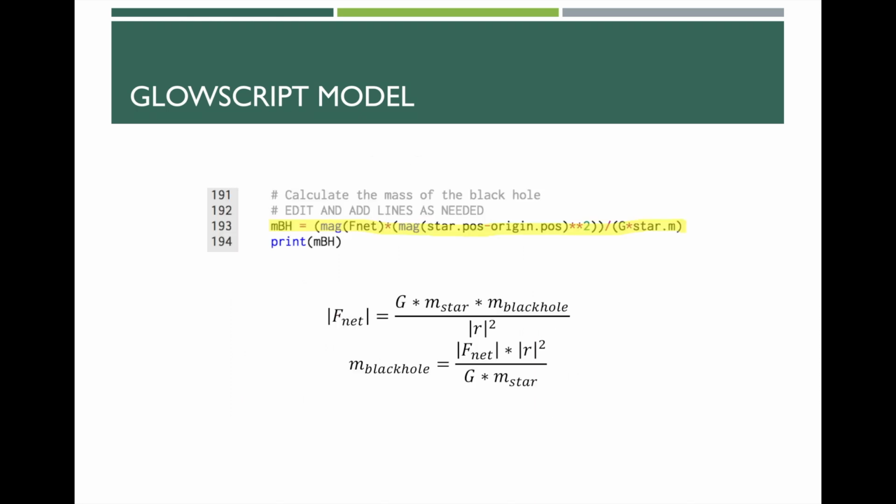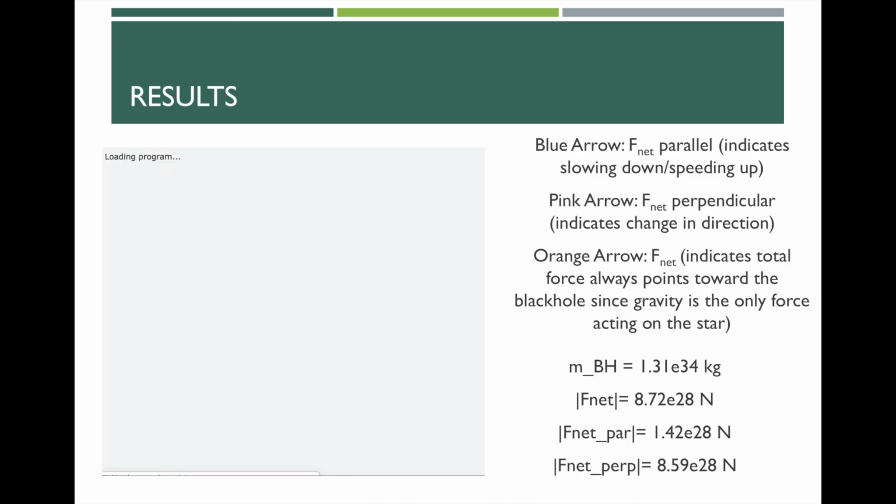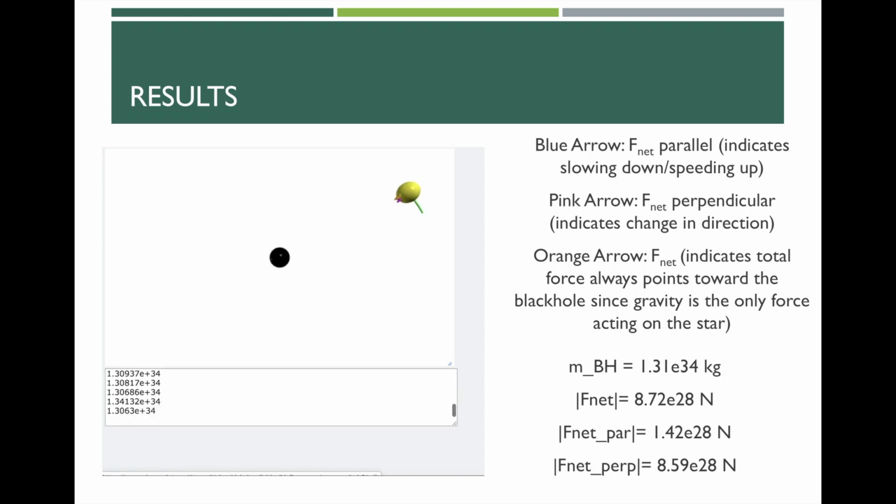In order to calculate the mass of the black hole, the gravitational law can be rewritten to be solved for mass. So when you run the code, the net force is calculated to be 8.72 times 10 to the 28th newtons, with the parallel component equal to 1.42 times 10 to the 28th newtons, and the perpendicular component equal to 8.59 times 10 to the 28th newtons. To calculate the mass of the black hole, the average of all the other values printed was taken, and it equaled 1.31 times 10 to the 34th kilograms.